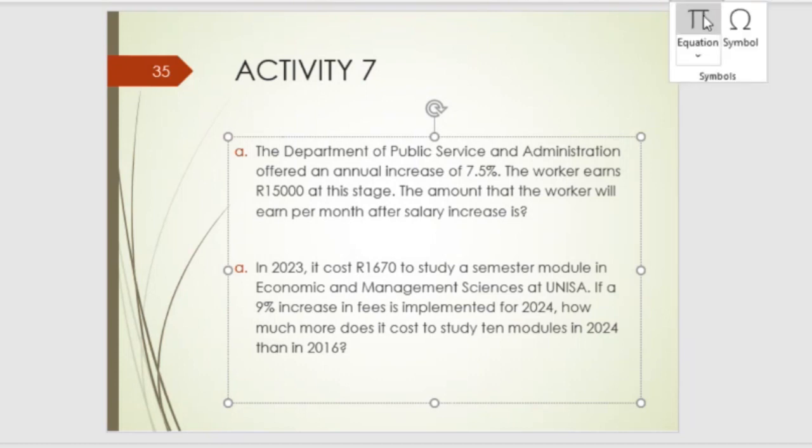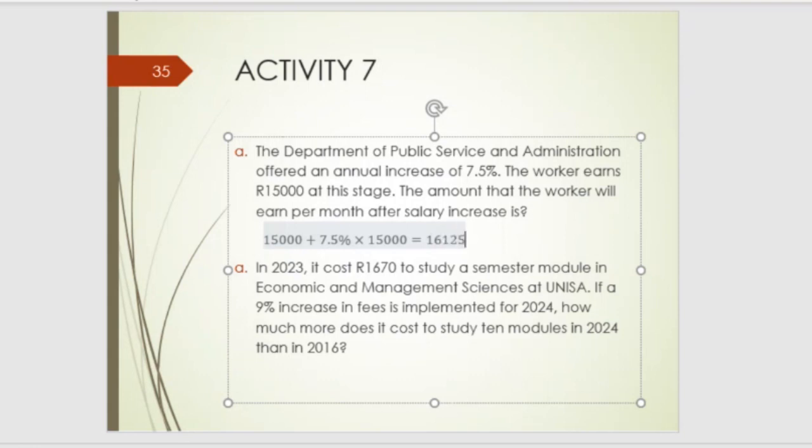Am I correct? We're going to say 15,000 plus 7.5% of 15,000. I think the calculator can do this: 7.5% multiplied by 15,000. The answer is 1,125. Then the total, 15,000 plus 7.5% of 15,000, I'm getting 16,125. So this is the value that you're going to get. All right, thank you. Let's look at the last one.